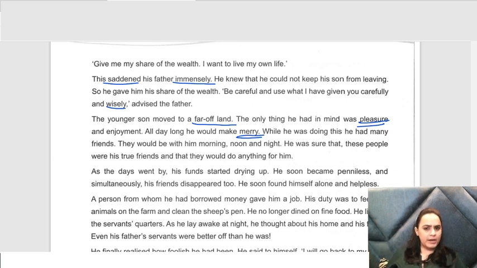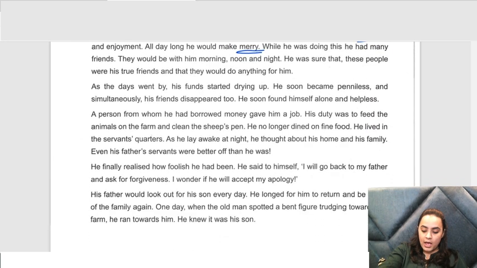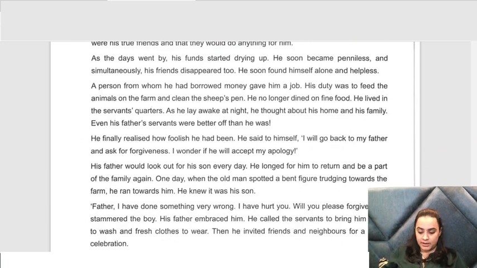He just enjoyed himself. While he was doing this, there were a lot of friends that he had. These friends would stay with him the whole day, morning, noon, evening. And this youngest son was sure that these people were his true friends and would always stay by his side. As the days went by, his funds started drying up.